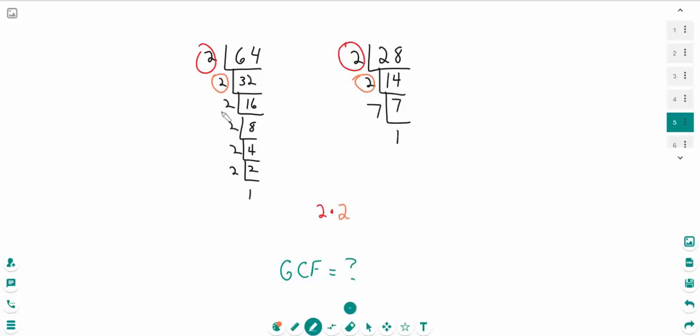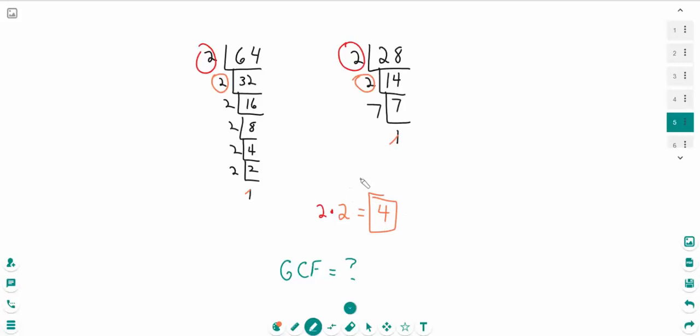Then if you look down the list, all I have left over here are 2's. If we don't care about the 1, we ignore him. And I don't have any more 2's over here. And over here I have a 7, and I don't have any 7's over here. So those are the only things that are in common between these two numbers. So our greatest common factor then is 2 times 2, which is 4.